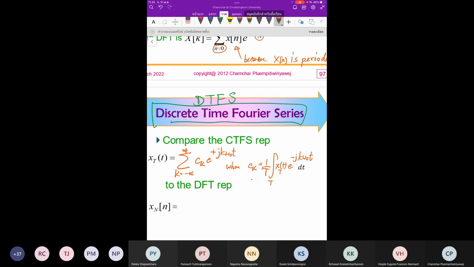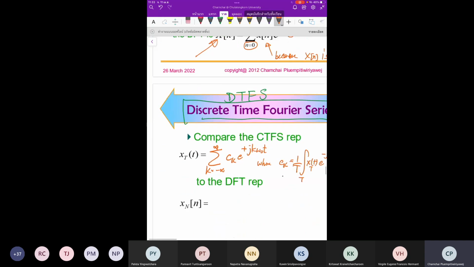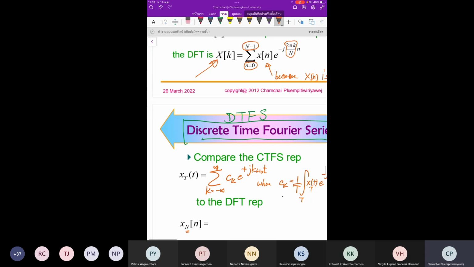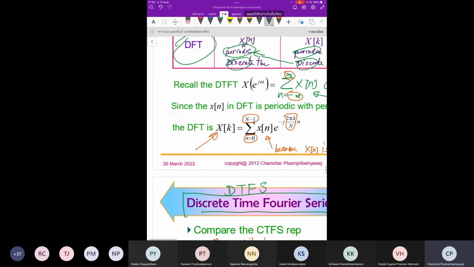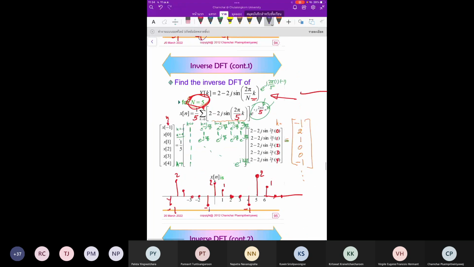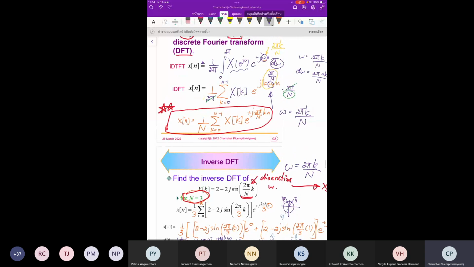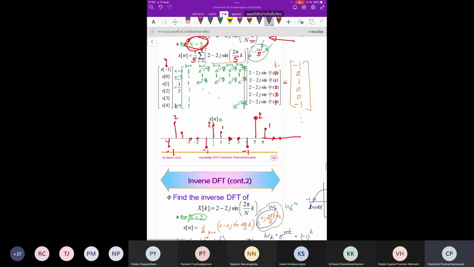This is our CTFS. But for the DFT, the discrete Fourier transform, we got this one. x[n] would be the summation of the frequency X[k] e to the power of j2πkn over N. If you go back to the definitions before, x[n] is 1 over N times the summation of X[k] e to the power of j2πkn over N. There's a 1 over N here.